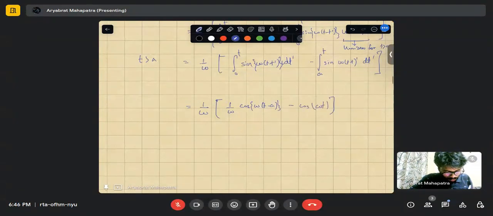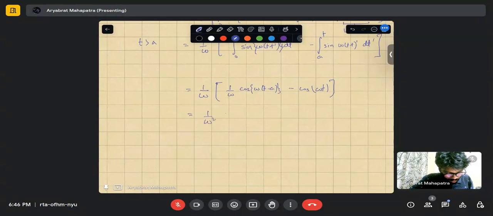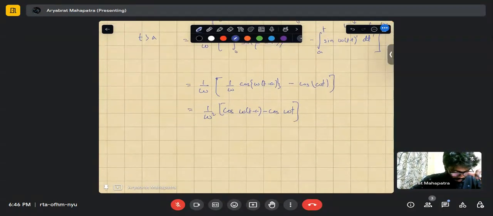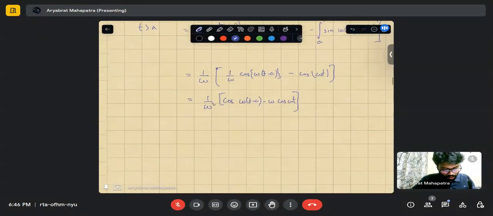So the entire expression will be something like this: cos omega (t minus a) minus cos omega t. Okay, so that is for t greater than a.